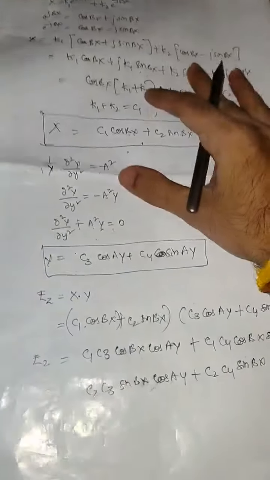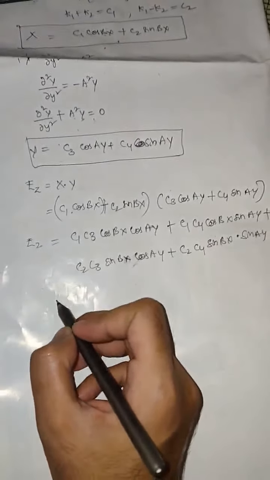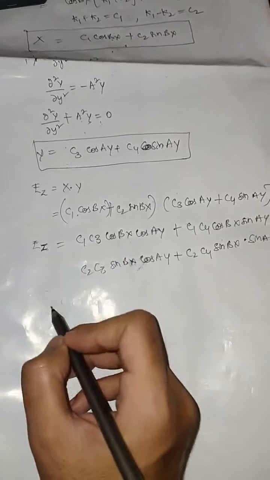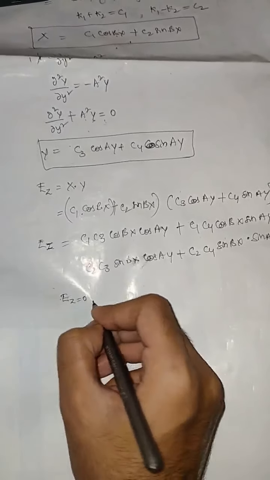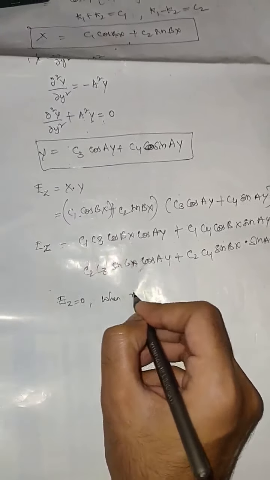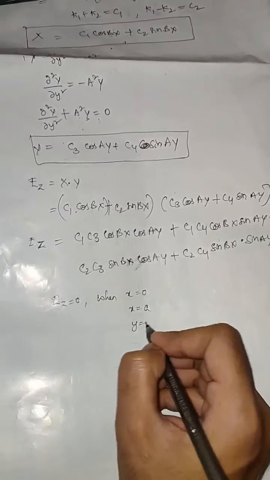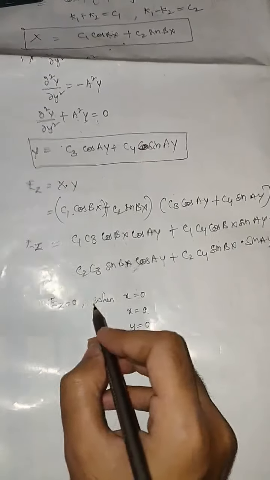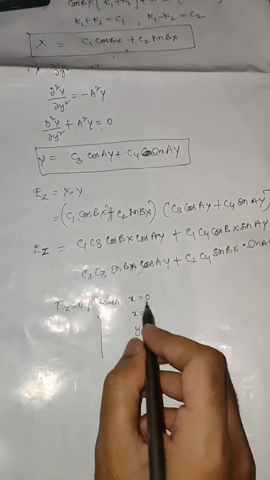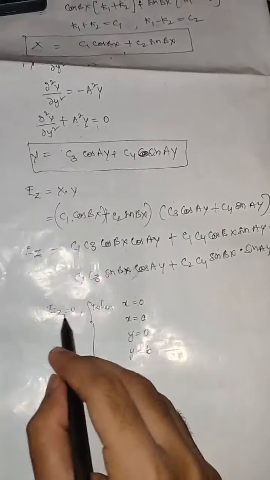Now, in order to solve this equation, we need to use boundary conditions. For the boundary conditions, we are assuming that Ez is 0 when x equals 0 and x equals a, and similarly when y equals 0 and y equals b. So for these values Ez is 0. If x equals 0 then Ez equals 0. If x equals a then Ez equals 0.